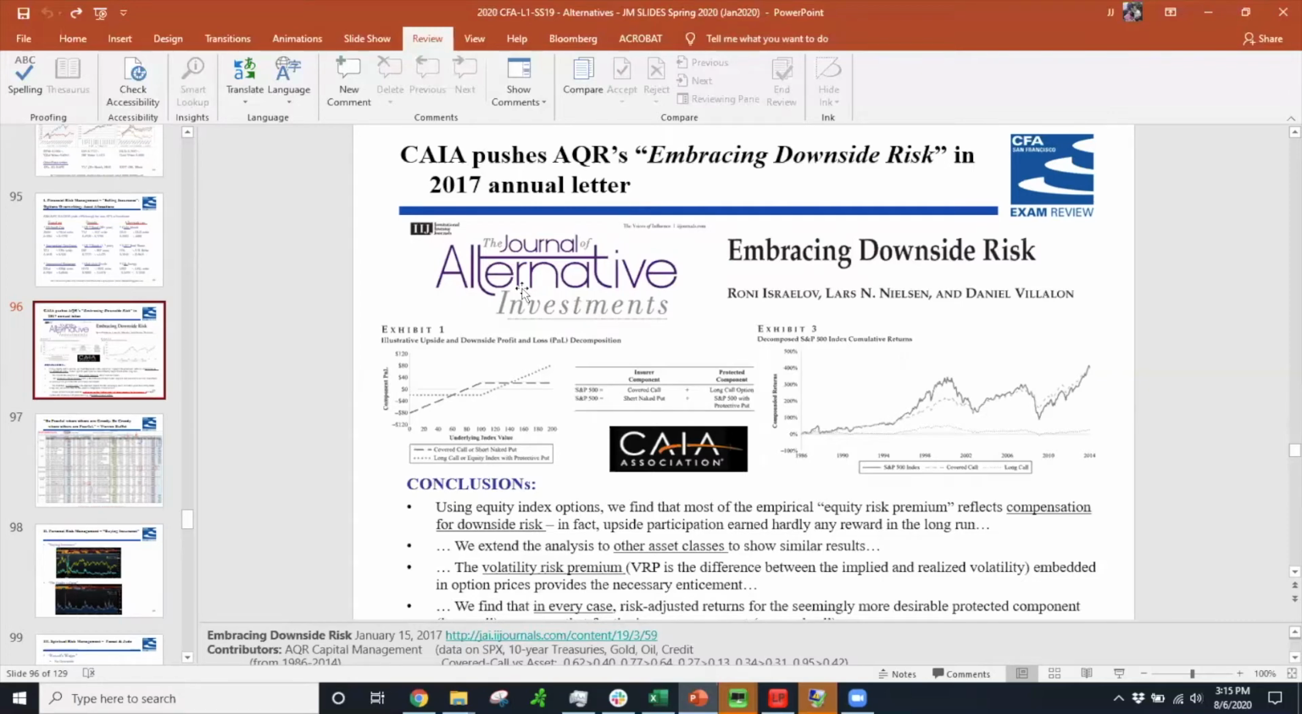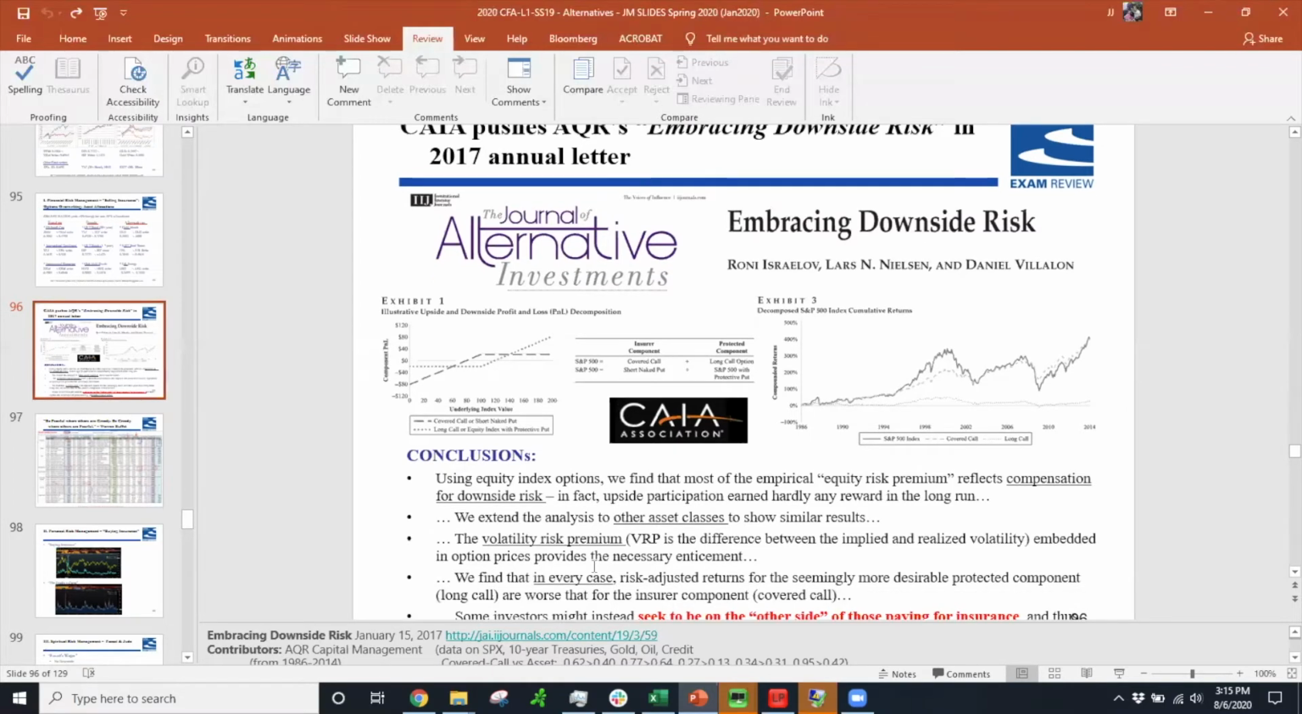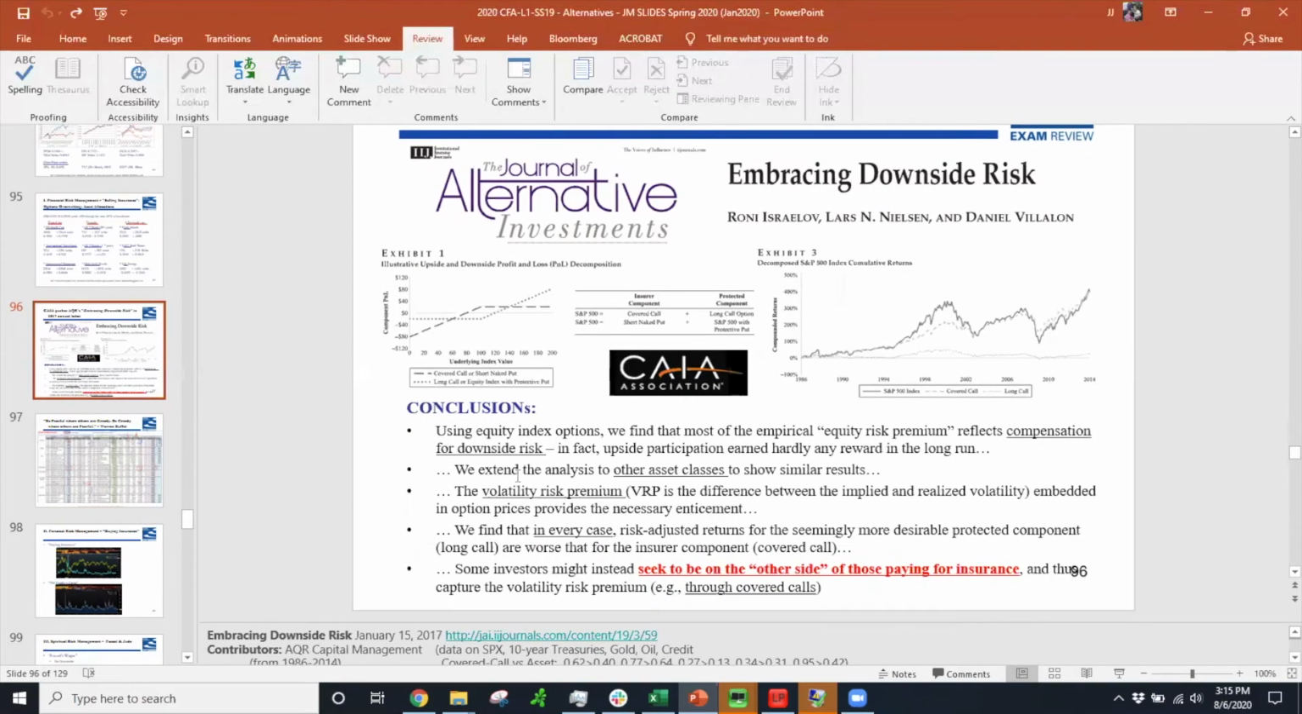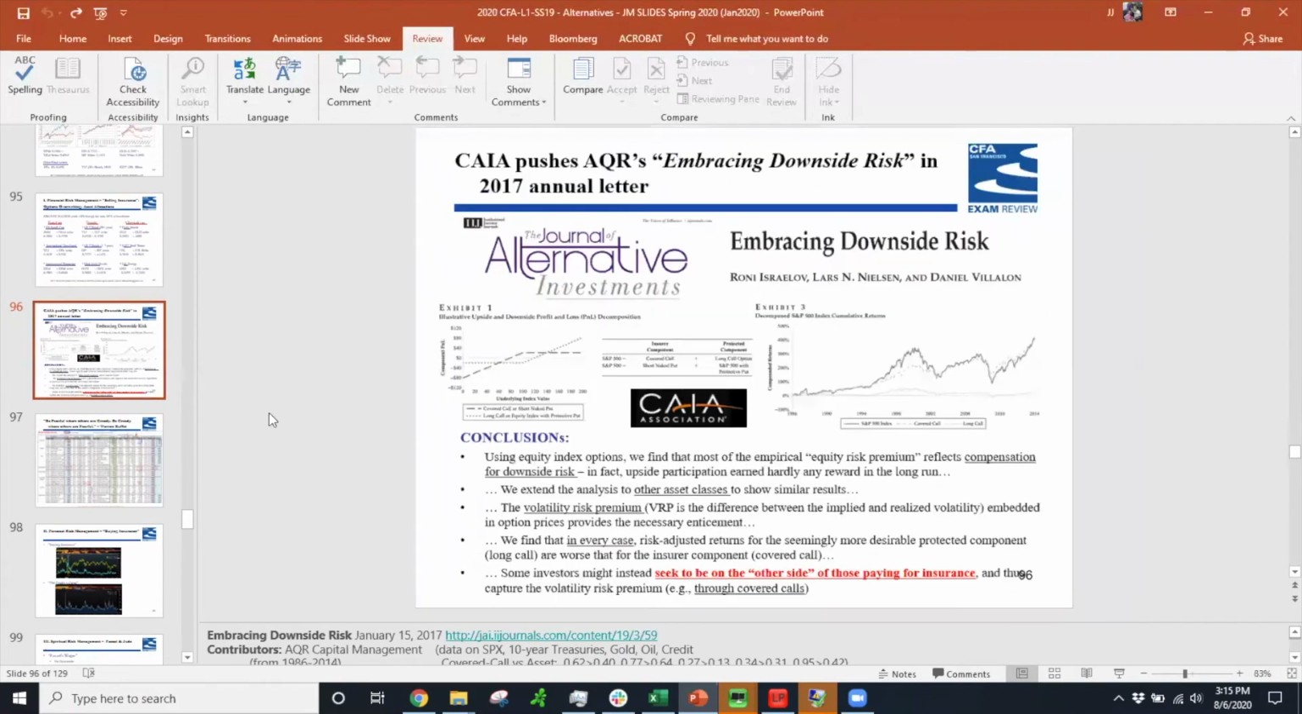The CFA writes the Journal of Financial Analysis. The CAIA does the Journal of Alternative Investing, and this AQR outfit is headed by Cliff Asness. If you listen to podcasts, he's one of the more colorful guys in the business, but his research team did the same study that I did for WisdomTree just six months later and had it published in the Alternative Investment Journal.